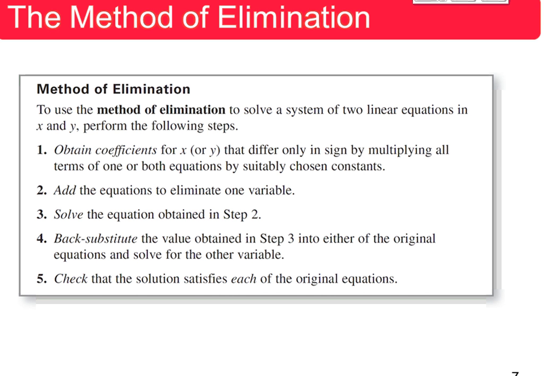And then if you've correctly done that, then in step 2, you add the two equations to eliminate a variable and solve that equation for the remaining variable. And then you back substitute that value you got into either of the original equations and solve for the other variable. And then we check that the solution satisfies each of the original equations. Does it, right? Oh yeah, it's a pencil. Okay.